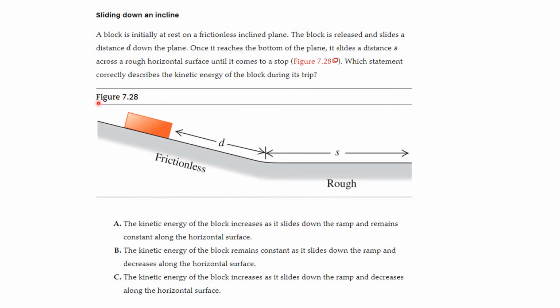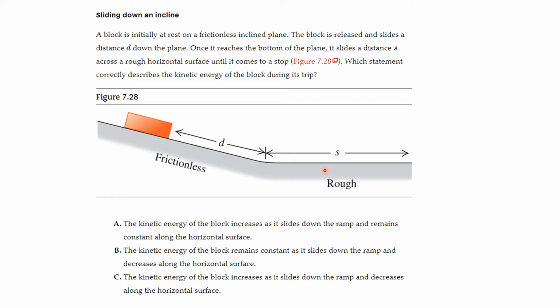Let's do some problems then. So this is talking about sliding down an inclined plane. So here's a block sliding down a distance d of an incline. The incline is considered frictionless, but this surface is rough, meaning there is friction. So a block is initially at rest on a frictionless plane. It's released and slides down a distance d of the plane. It reaches the bottom of the plane and slides the distance s across a rough horizontal surface until it comes to a stop.